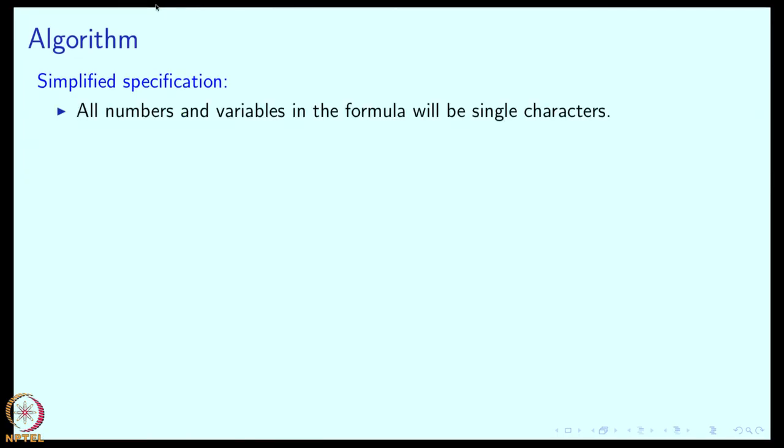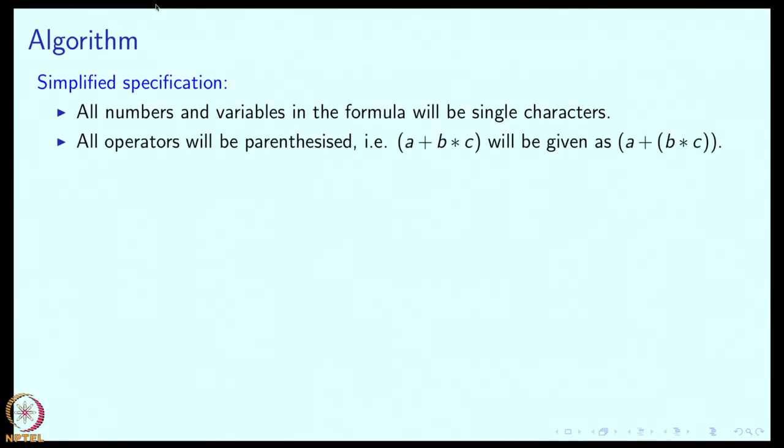All numbers and variables in the formulae will be single characters. Okay? So, if we are going to put a number, it will just be a single digit. All operators are going to be parenthesized. So, if we want to write a plus b times c, we will not rely on operator precedence, but we will explicitly put down parentheses.